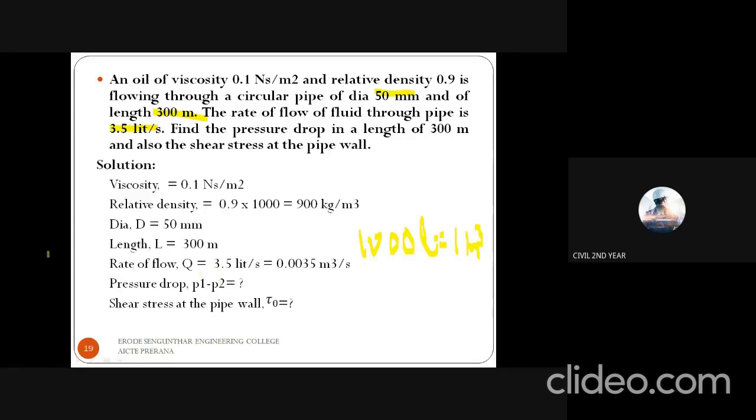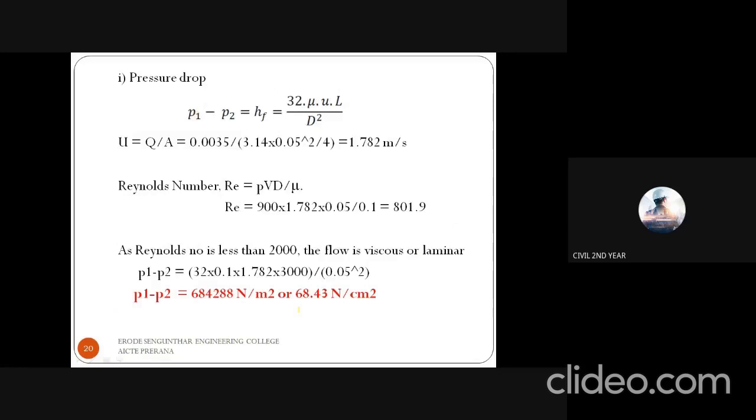So what data do we have to find out? The pressure drop P1 minus P2, what is the value? Then the shear stress at the pipe wall, tau 0, equal to what? We have to find it out. So we know the formulas, then we apply them and we will get those values. First one is the pressure drop. Always keep in mind the pressure drop formula: P1 minus P2, which is equal to rho g hf, that is 32 mu U L by D square.